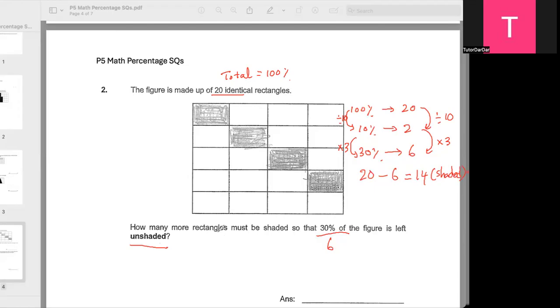Now, how many more rectangles must be shaded? They have already shaded 4. So 14 minus 4, which is already shaded, you are left with 10. So that means you have to shade 10 more in order for 70% of the figure to be shaded, which leaves 30% of the figure unshaded. So the answer is 10.